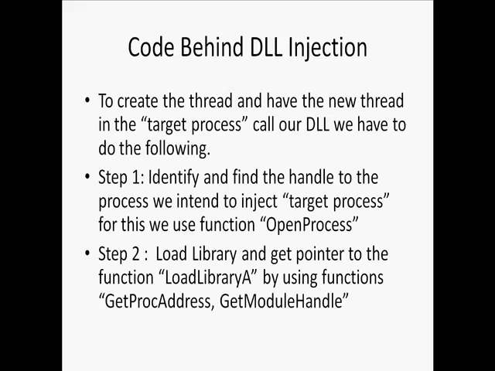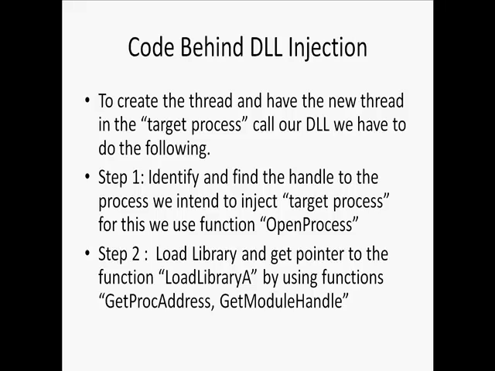The first step is obviously to identify our target process. The second step is to get a handle to the target process. A handle is basically a pseudo name to an object, which is the process. If you would like more information on this, I would suggest you read Windows Internals books. We get the handle to the process through a function called OpenProcess.